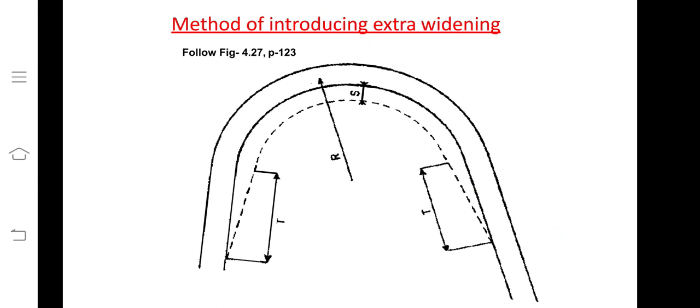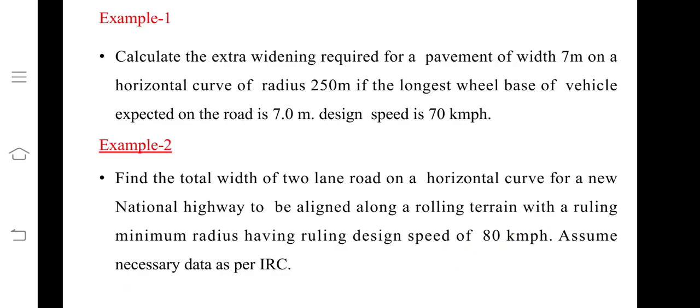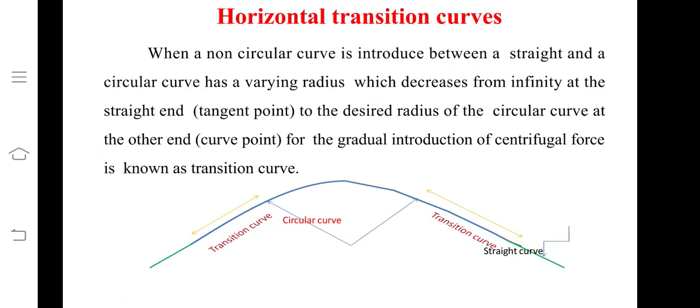So these are some of the figures which show you how the extra widening is introduced in actual practice. If there are sharp curves, how we are going to provide the widening and how the vehicle is going to move is the simplest example. Depending upon this, we will solve some of the examples.